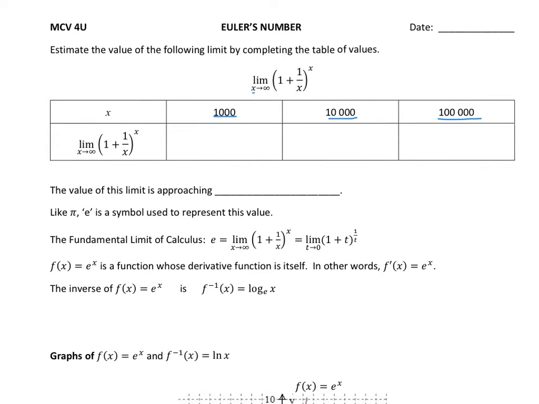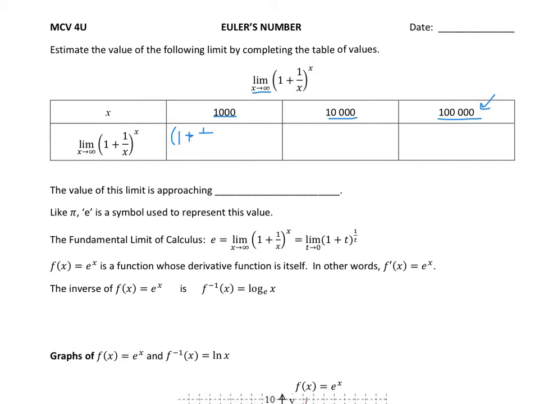So our x has to approach infinity, so I've picked larger and larger values of x. I stopped at 100,000, but you could go bigger than that if you wish, and if your calculator can manage those numbers. So we're going to stick the 1,000 in for this first part into our evaluation here. I'm just going to use direct substitution to evaluate what that's going to be.